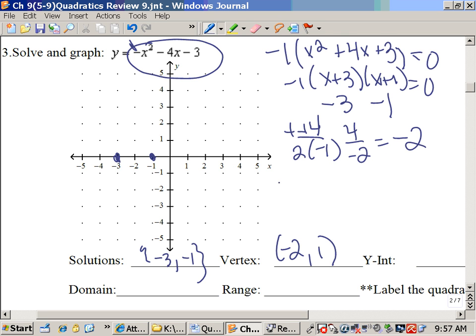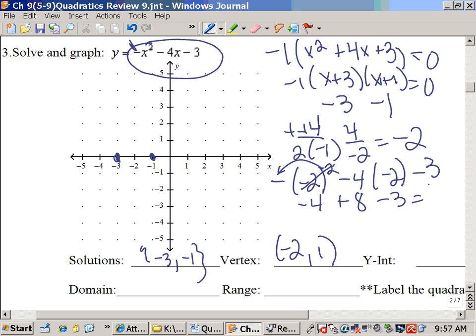Then I have to take that negative 2 and go negative 2 squared minus 4 times negative 2 minus 3. This gives me 4. The negative in front gives me negative 4 plus 8 minus 3, which is 1. So my vertex is negative 2, 1. That's good, because isn't it supposed to go down? You can't get the fact that we factored out a negative 1 mixed up with the other part. Okay, my y-intercept, say it. Negative 3. You're going back to your original here.